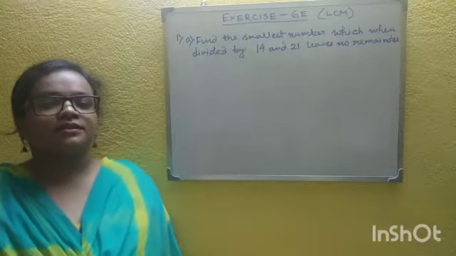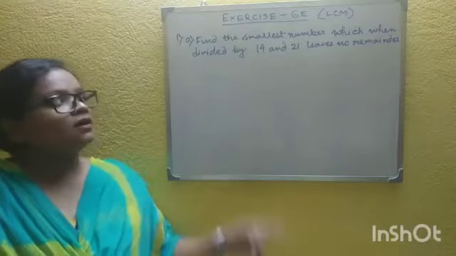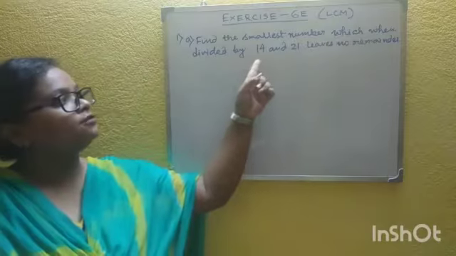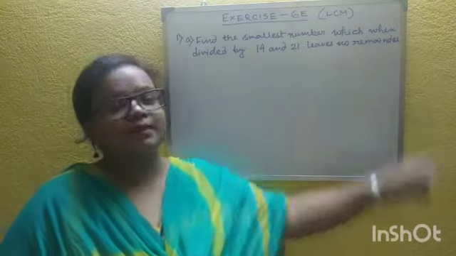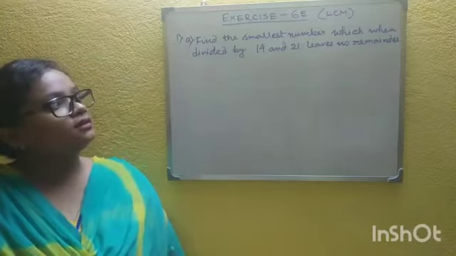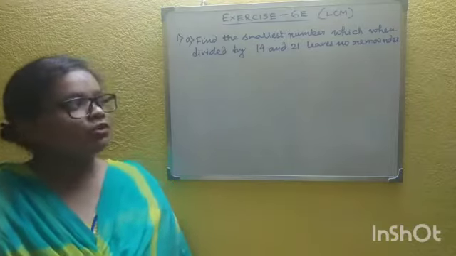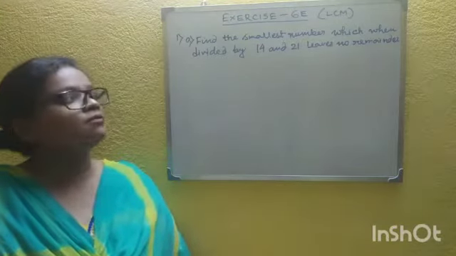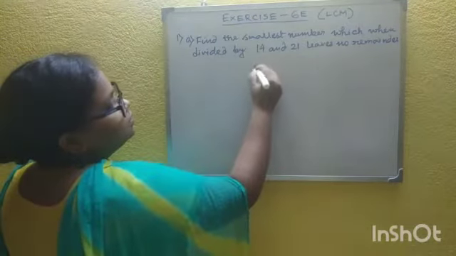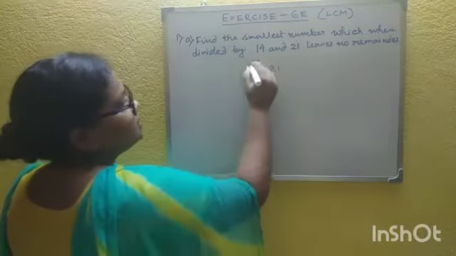Now students, let's solve some word problems from exercise 6E. It says, find the smallest number which when divided by 14 and 21 leaves no remainder. That is, we will have to find the smallest number that is divisible by both 14 and 21. So, we have to find the LCM of these two numbers. To find LCM, first we will have to write these numbers in a row.